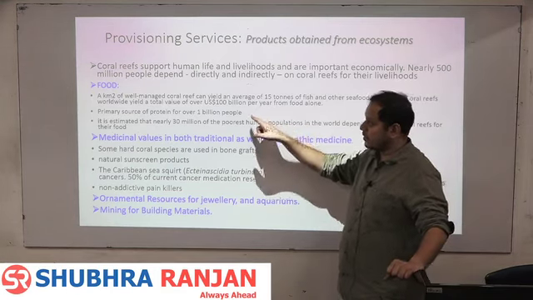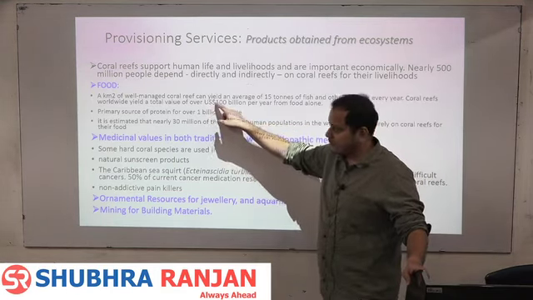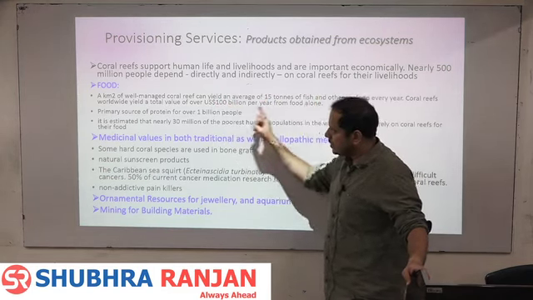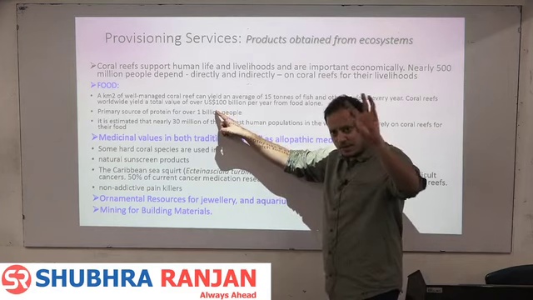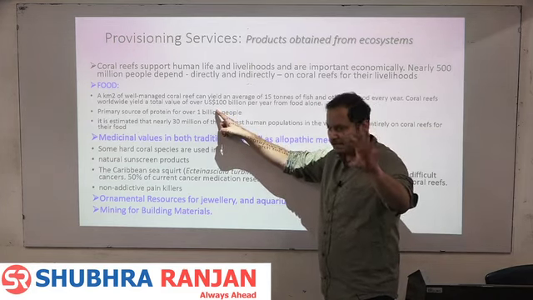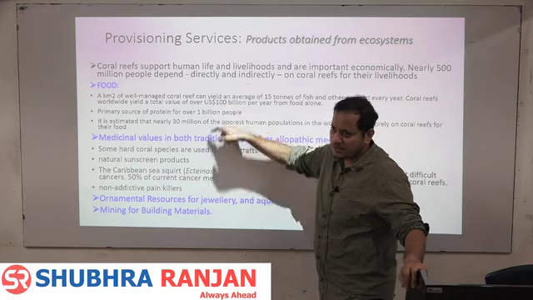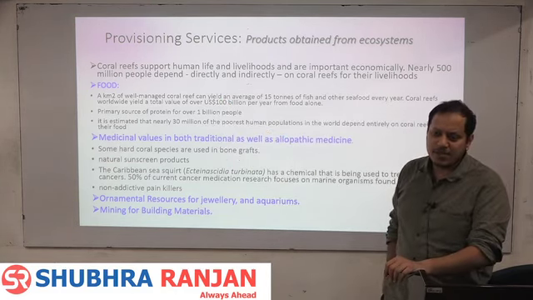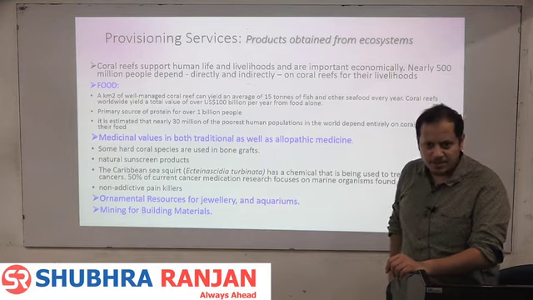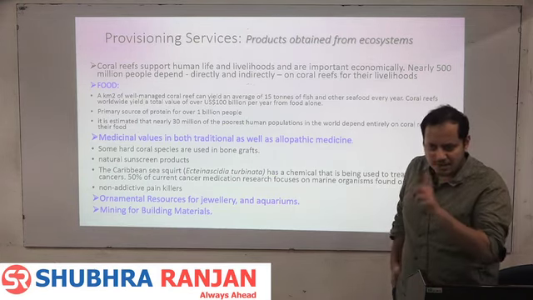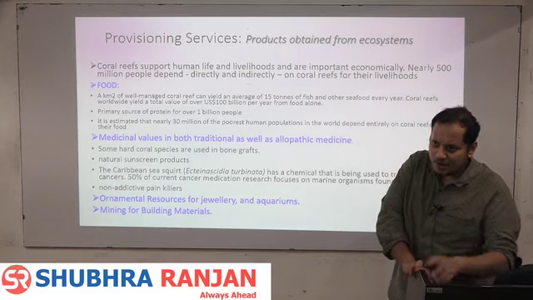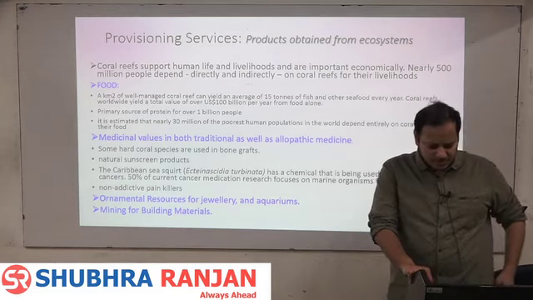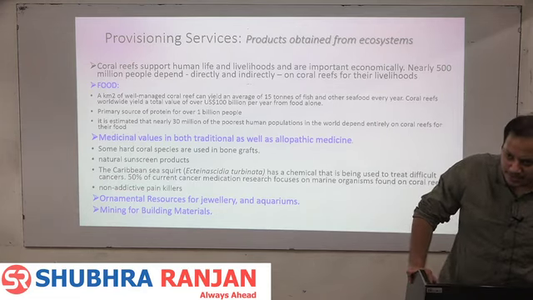For example, food: a well managed 1 square kilometer of a coral reef can yield 15 tons of fish annually. The total provision of the coral reefs, kitna fish denge, is valued at $100 billion. Kisne kiya hai value? This is done by the United Nations ecosystem assessment program. So all these जो factual data है, all this is based on United Nations का data. Fine? The United Nations ecosystem assessment program was carried out in 1997.